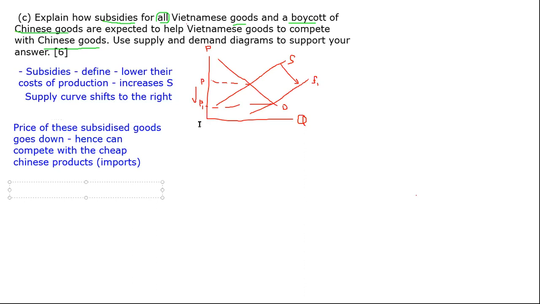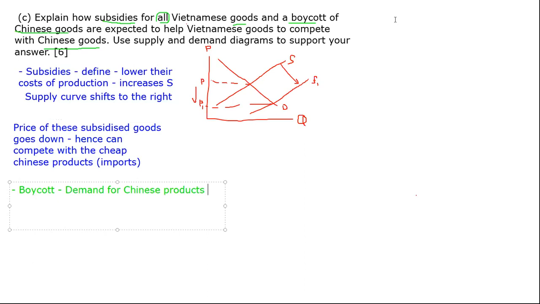Okay, and a boycott of Chinese goods. Now I'm not entirely sure of this, so let's hope I get this right. Boycott means you willingly are not going to buy it, and it's more effective if it's on a wider level. But to my understanding, this should affect demand for Chinese products. Make it clear when you write the answer: above, we only talked about supply conditions of Vietnamese products.